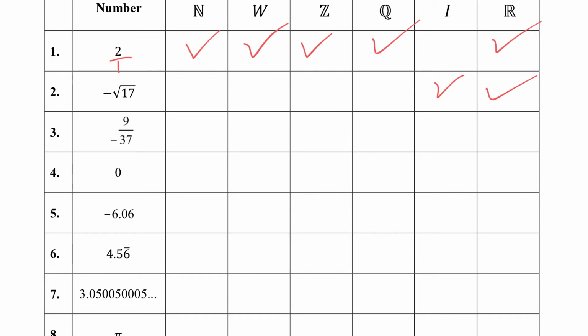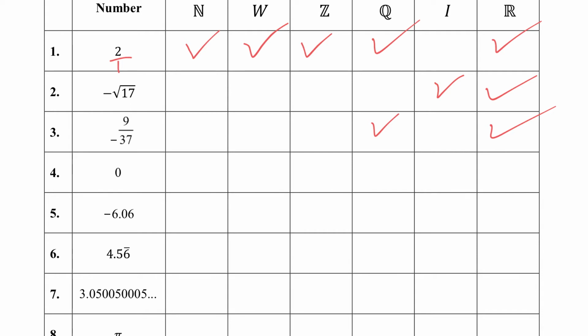Now, take a look at this one, 9 over negative 37. Again, not natural, not whole. It's not an integer, but it is a rational number, and it is real. Go ahead and pause the video and try the next few. See if you can categorize them as rational or irrational.